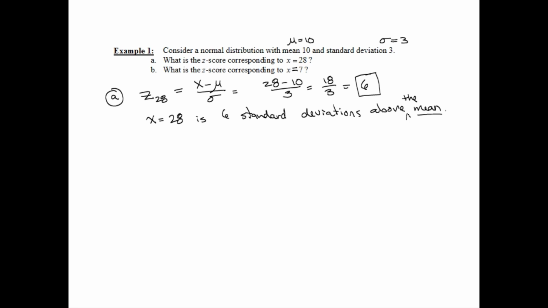Okay, let's think about that. So 6 standard deviations above the mean. So that means I would do mu plus 6 sigma. My mean was 10. My standard deviation is 3. So if I add 6 times 3, that gives me 10 plus 18, so 28.